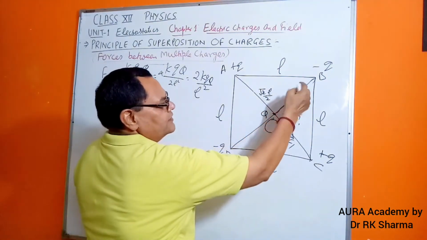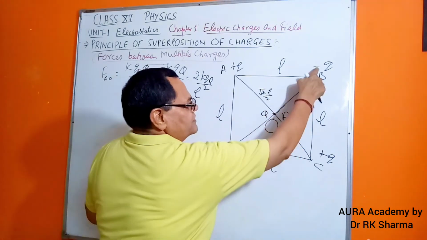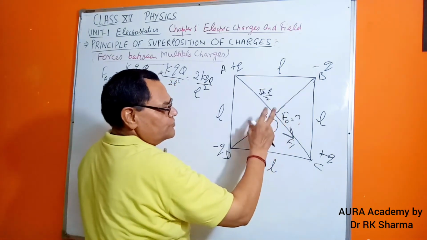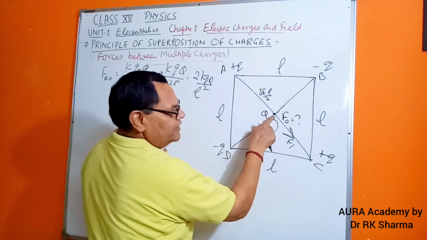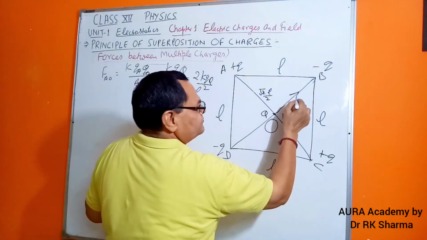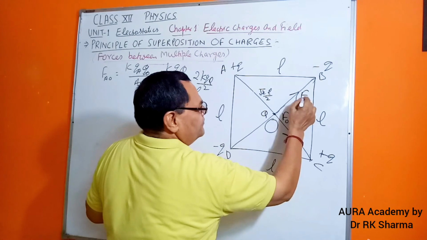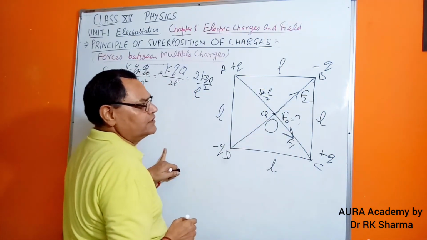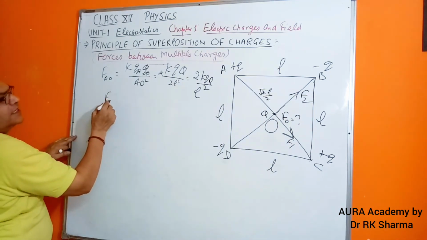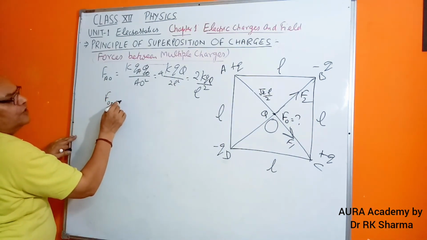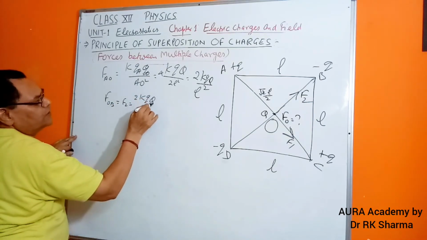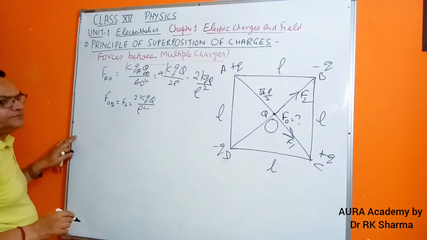Now talk about this one. The distance is the same and the charges are the same, so the numerical value is the same, but the direction differs. This one is negative and that is positive, so it is a force of attraction. We are calculating the force at this point, so it should be attracted, and the force will be experienced this way. Let me put it as F2. Don't you think F2, that is FOB, will have the same numerical value, 2KQ capital Q upon L square?